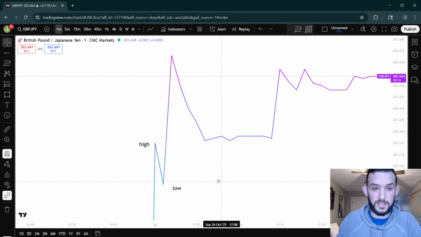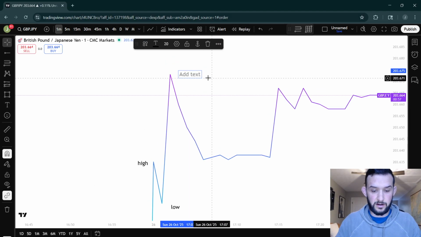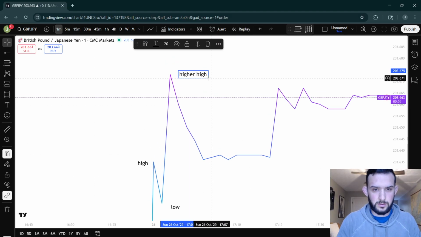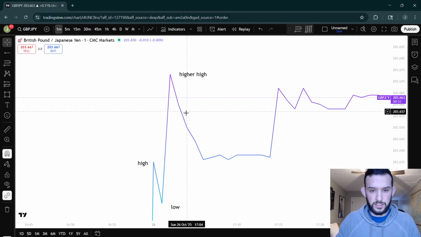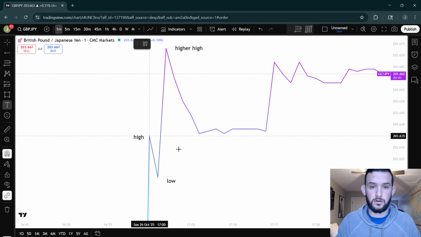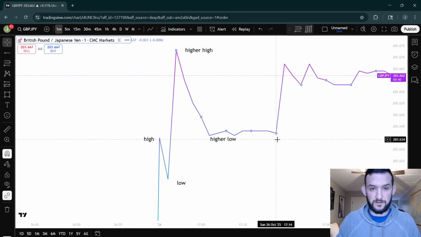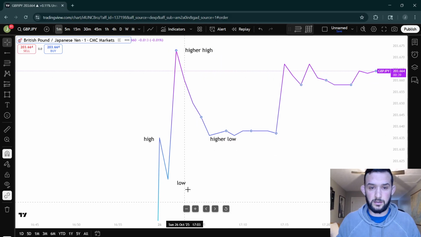And so how do we know that the market is going up? Because it created a higher high. So we'll call this the higher high. And then where does it go down to? Right here. But notice, this low point is higher than this low point, so we can call it a higher low. And now we can tell that this is an uptrend, right?